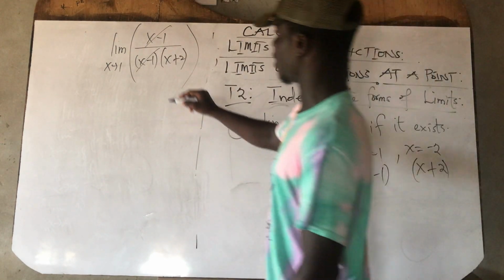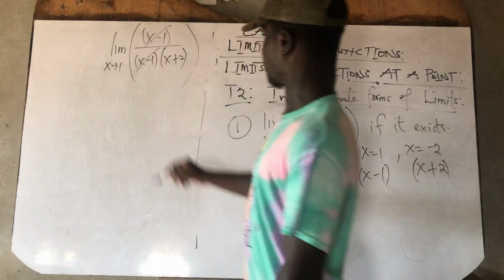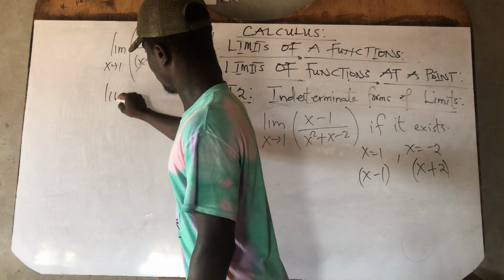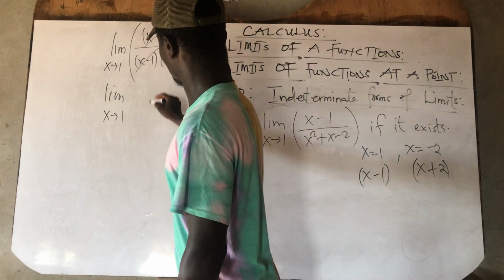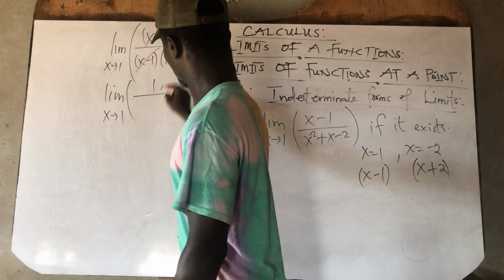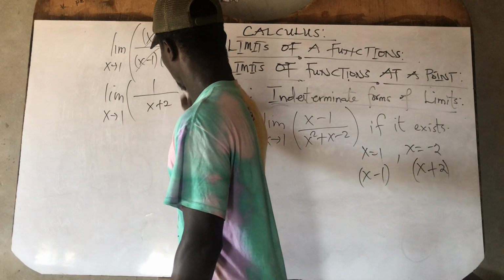Right. So we have this. This one cancels that. So I'll get the limit as x approaches 1. So here it becomes 1 all on x plus 2.